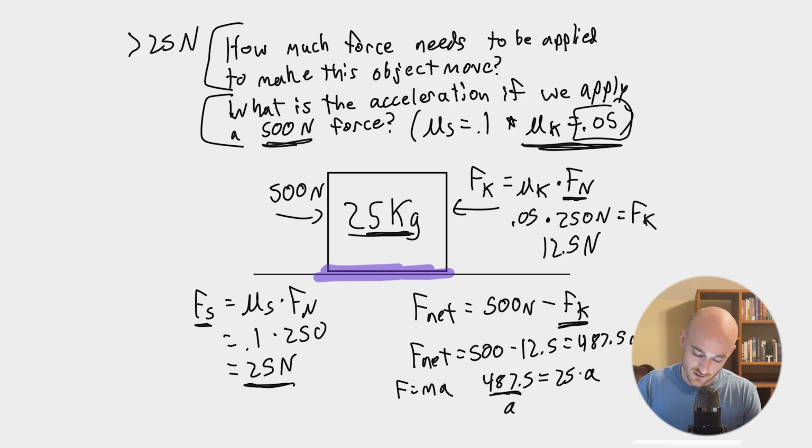500 divided by 25 is equal to 20. And we rounded the 487 up to 500, so we are going to be actually slightly less than 20. And that's meters per second squared. So the acceleration, if we apply 500 newtons of force, is slightly less than 20 meters per second squared.